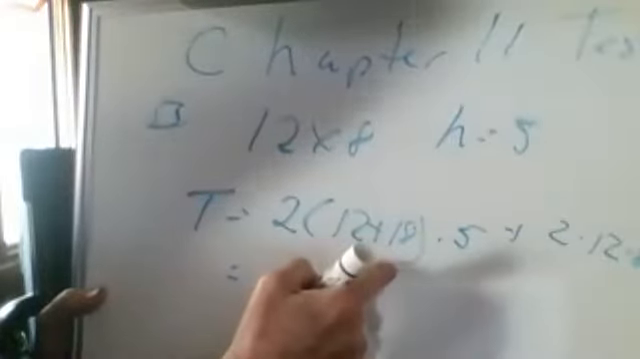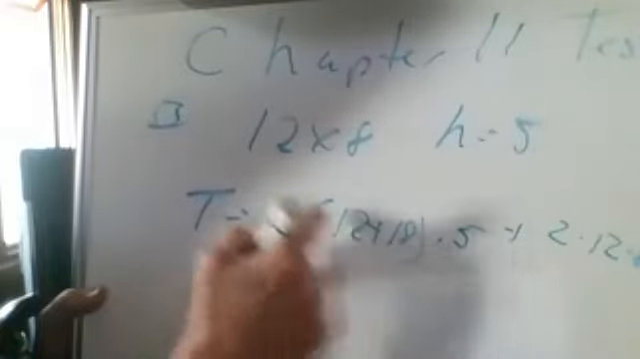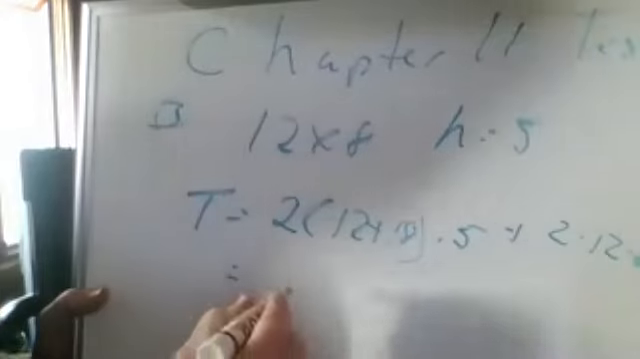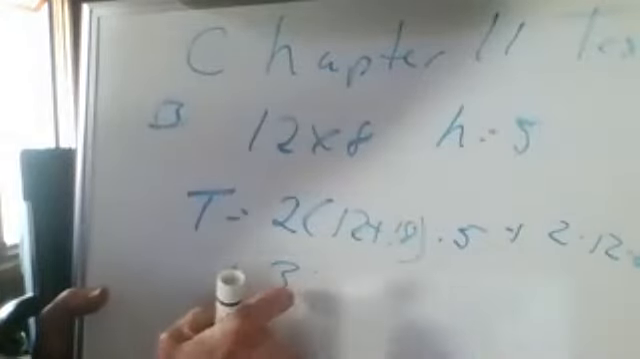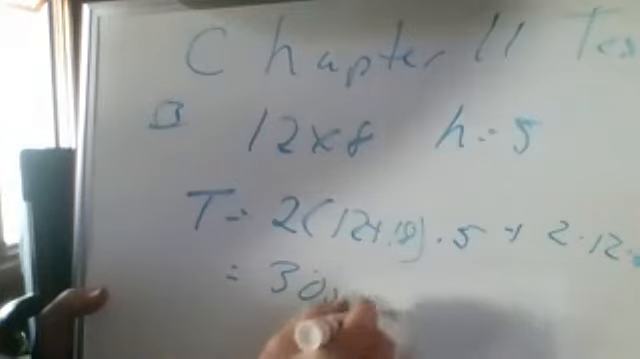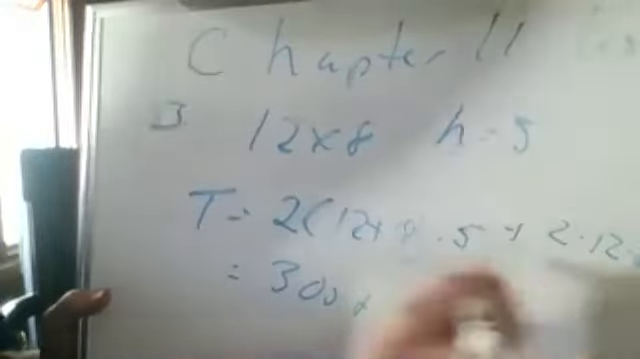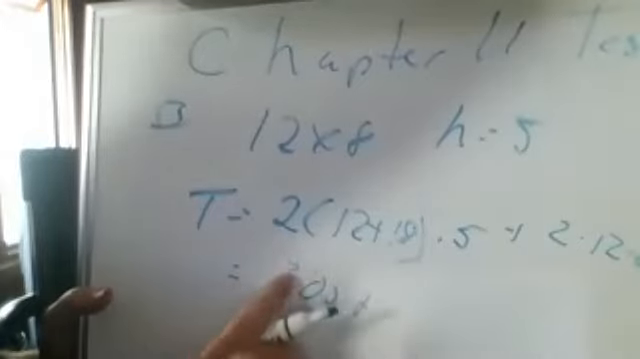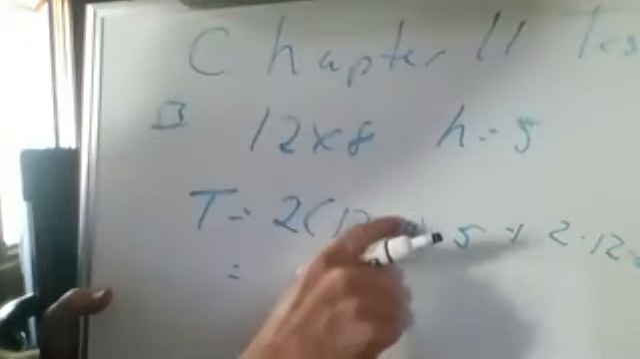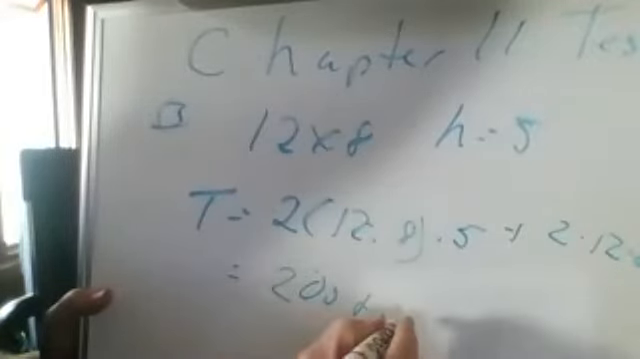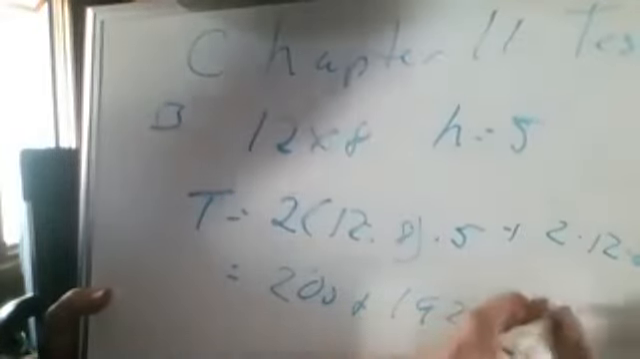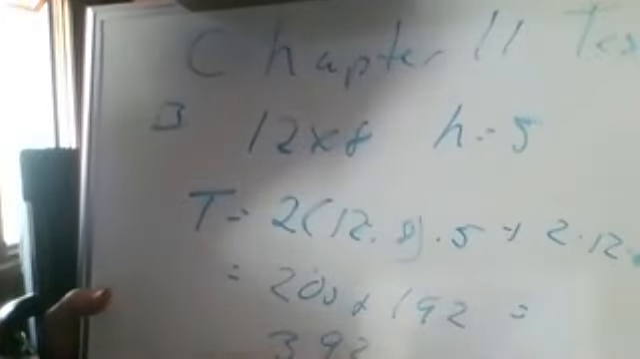So 12 plus 18 is 30. 2 times 5 is 10 times 30 is 300. I'm sorry, yeah, 300. And 12 times 8 times 2 in your calculator would be 192. Actually, this is 200, okay? This is 12 plus 8, not 12 plus 18. That's 20. That's 200 plus 192. So the answer is 392 centimeters squared, okay? All right, that's number 3.